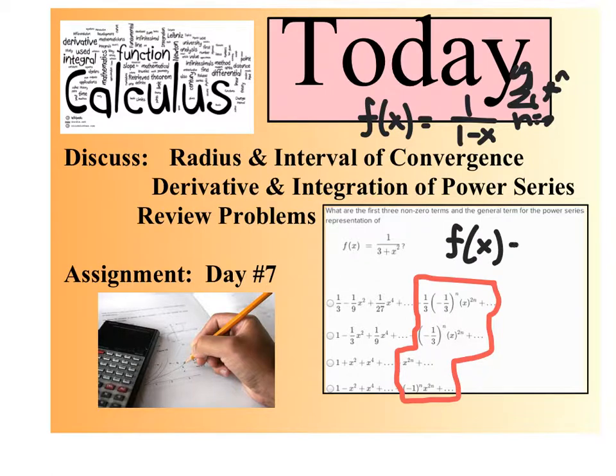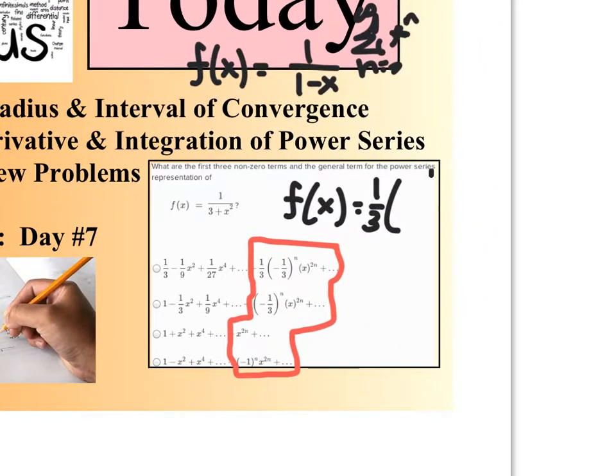Alright, so what I would do here is I would take out a 1/3 and I'd have this as 1 minus x, oops, I'm running out of space here. Let's try this again. 1/3 times 1 over, notice this is a plus, that'd be 1 minus a negative x squared over 3. Okay, so let's turn that into a power series.